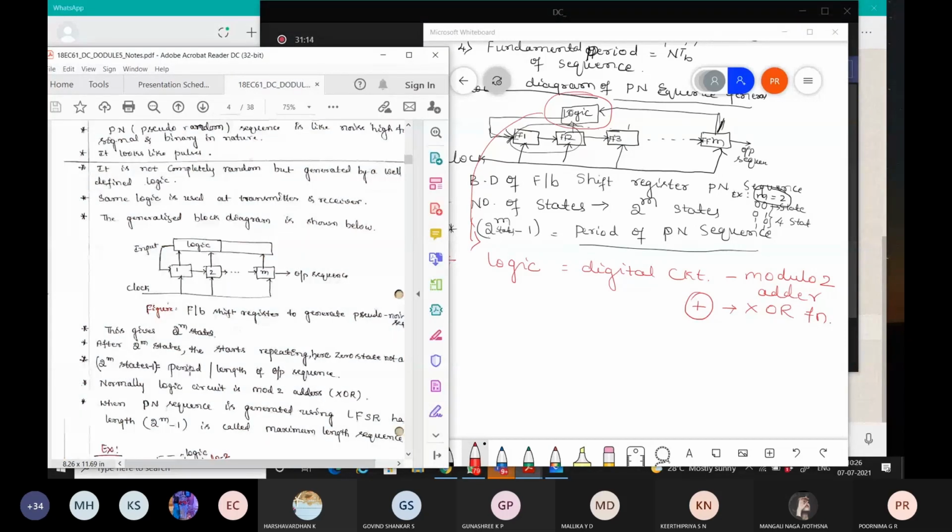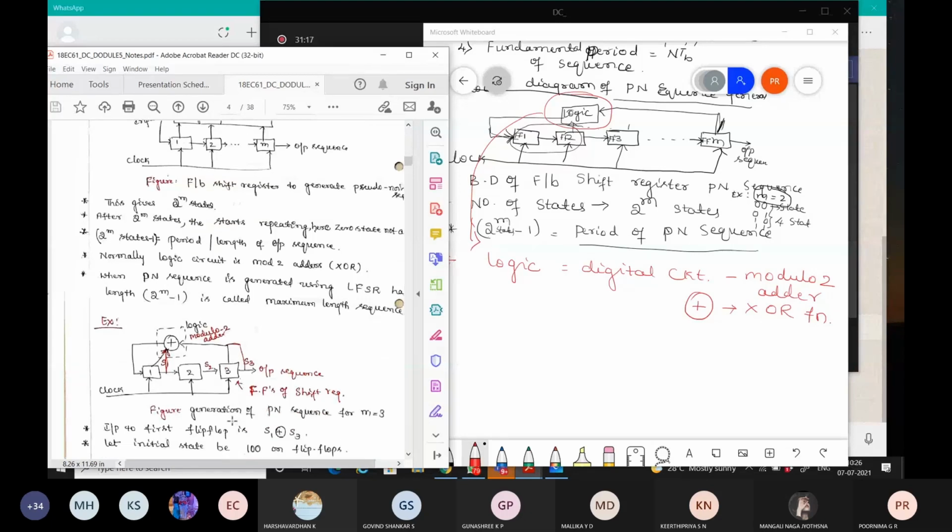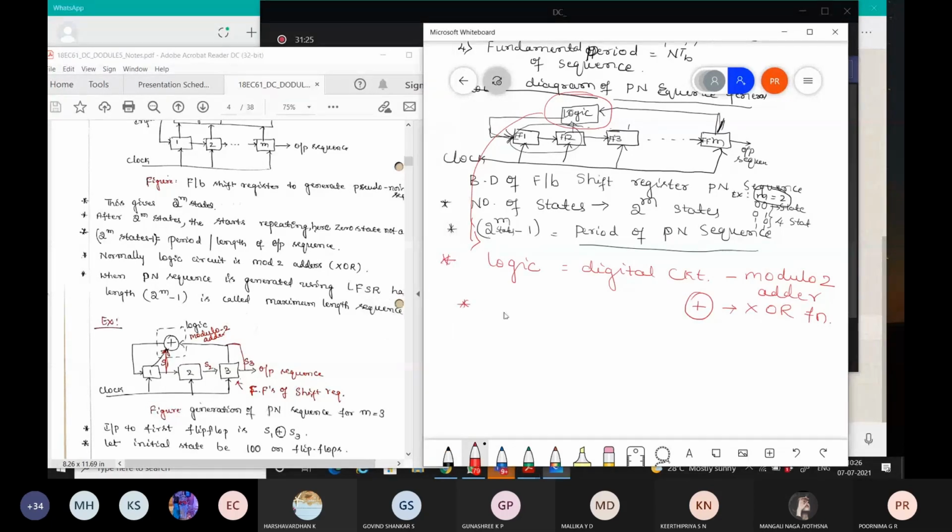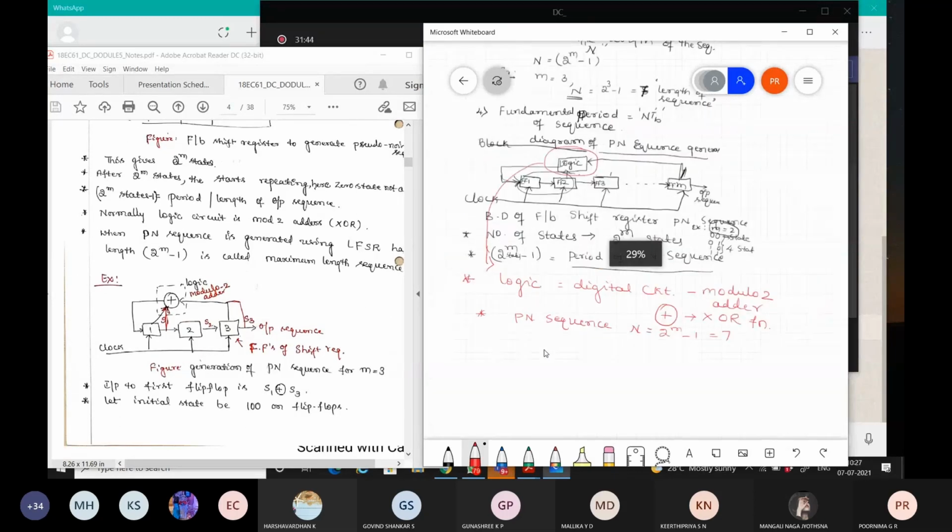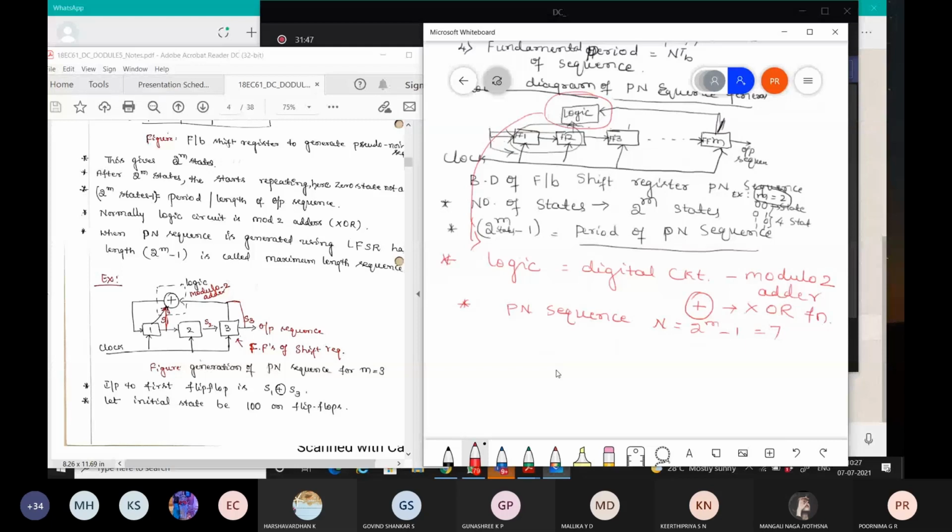And now moving further, the PN sequence maximum length in this particular example will be equal to what? PN sequence length is N, which will be equal to 2 to the power of m minus 1. If m is 3, it is equal to 7. Now, let us go for one simple example to help us understand this sequence, the length of the sequence, and all these points.